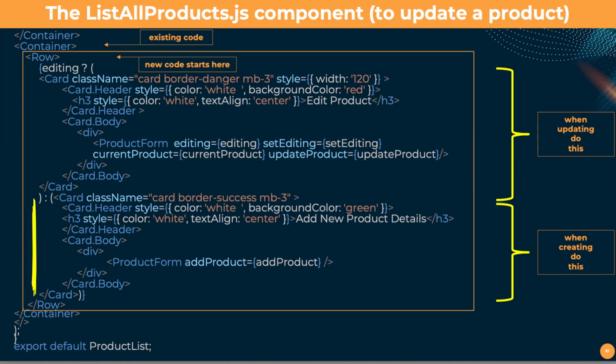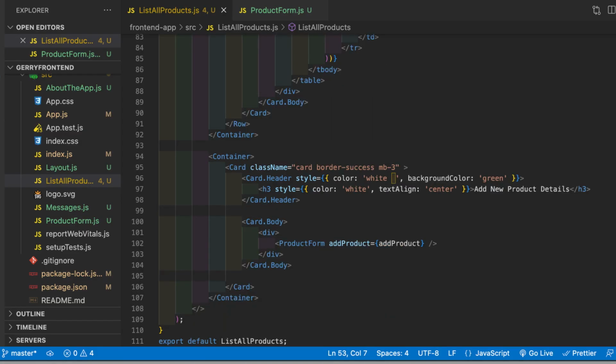If we're not in editing mode, then it's simply saying that I want to display the product form and we want to add a product. So we were saying we want to add a product, whereas in the other one we're saying we want to update a product. So we'll be using the update. So we can go back into our code at the container.